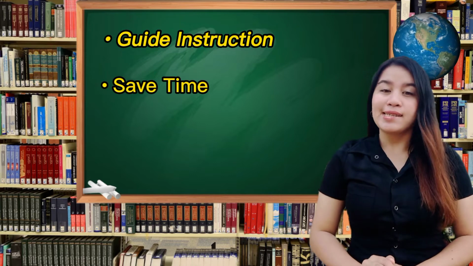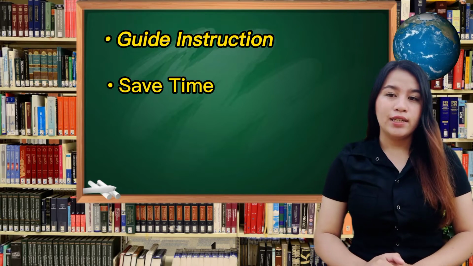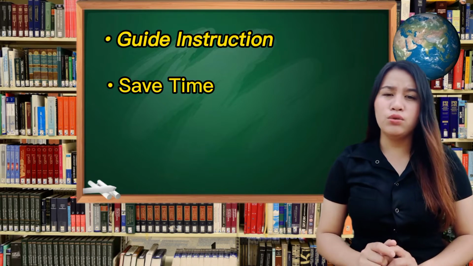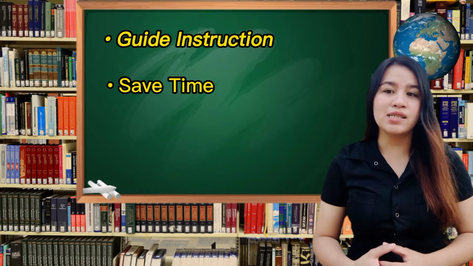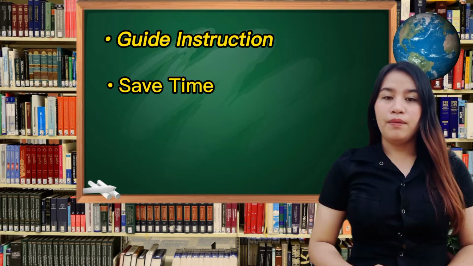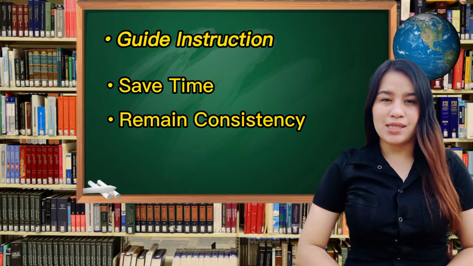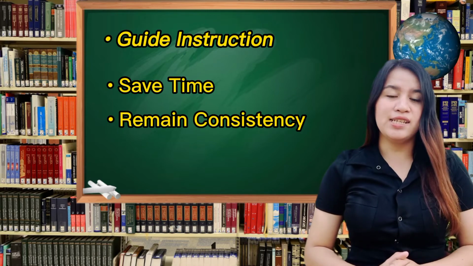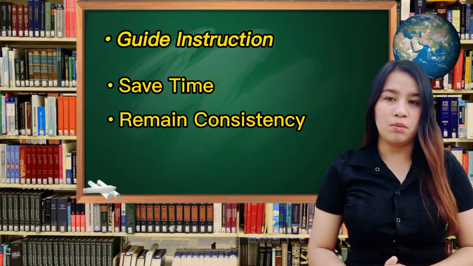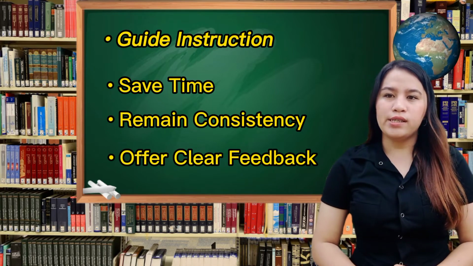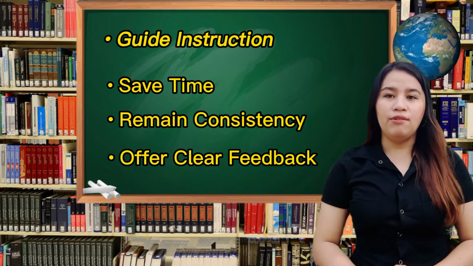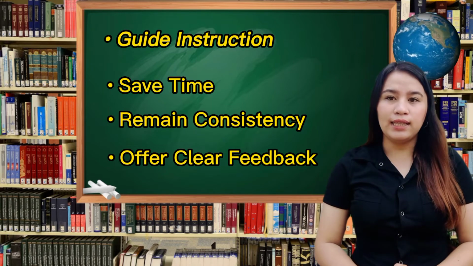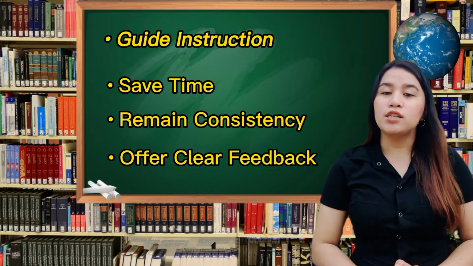Number 2, it can save time. But how can it save time? After the initial work of creating a rubric is done, the rubric can be used again and again to effectively assess the students year after year. Number 3, it maintains consistency. By using the same criteria from student to student, teachers can assess each student using the same guidelines. And lastly, it offers clear feedback. Rather than just giving the students a grade of 85 or a B+, students can see exactly where they did well and where they need to improve.